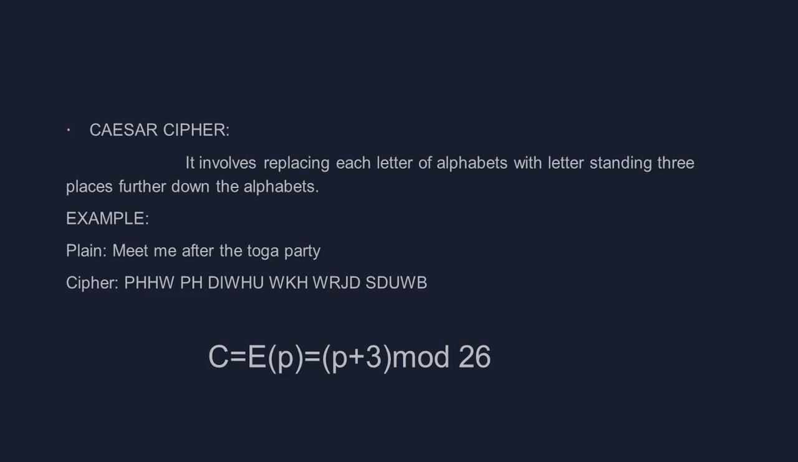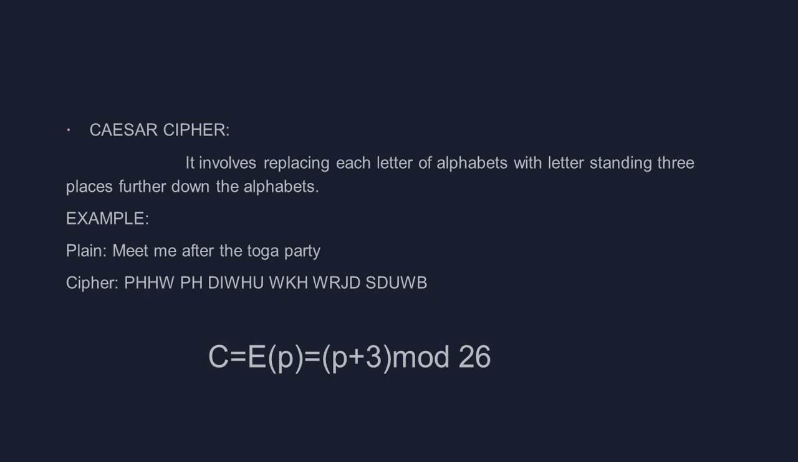So your best example you can find here. If you have the plain text, "meet me after the Toga party", then instead of transmitting M, after M you have N, O, followed by the third letter P. Similarly E, F, G, after that you have H. Like that, the text can be replaced with letters 3 alphabets far off. So "meet me after the Toga party" can be represented by this.